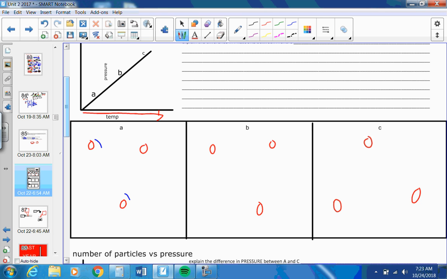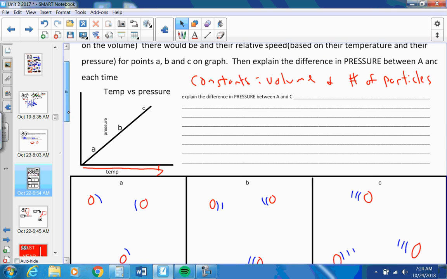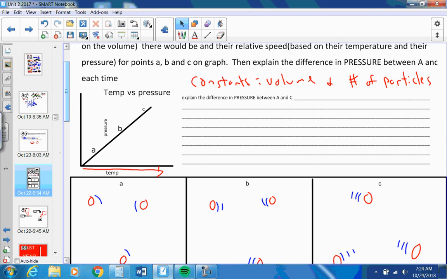I'll make these go a slow speed. These will go a little bit faster, and these will go a little bit faster. Little whooshies that kind of represent C are going the fastest. The question is not about how fast they're going. The question is about pressure.